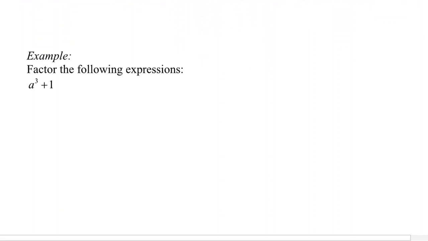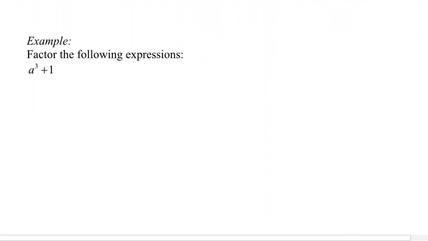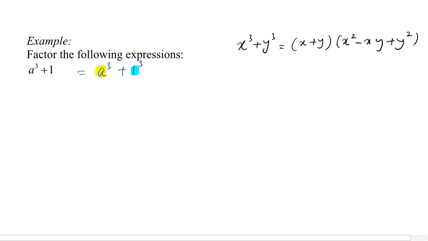So first we have: factorize the following expression, a cube plus 1, written as 1 cube. So this is of the form sum of two perfect cubes, like x cube plus y cube. Our formula was, if you have the sum of perfect cubes, the factors are x plus y and x square minus xy plus y square.